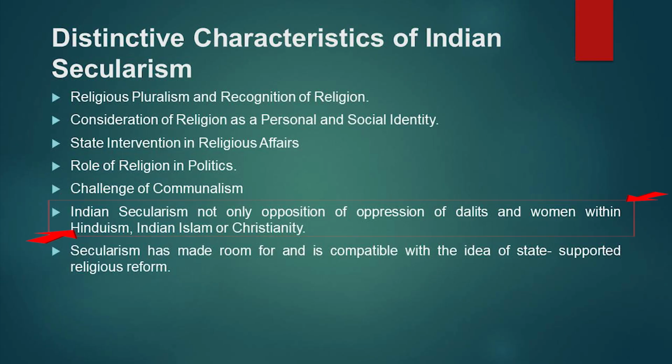Another distinctive character of Indian secularism is that it not only opposes the oppression of Dalits and women within Hinduism, it also opposes the discrimination against women within Indian Islam and Christianity, and the possible threats that a majority community might pose to the rights of minority religious communities. Again, Indian secularism deals not only with the religious freedom of individuals but also with the religious freedom of minority communities.